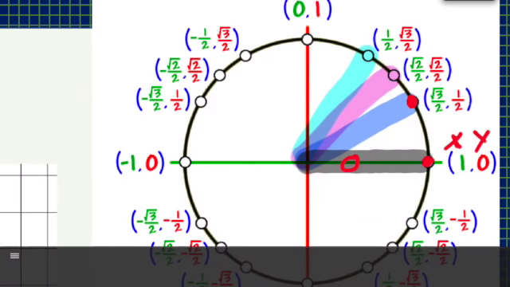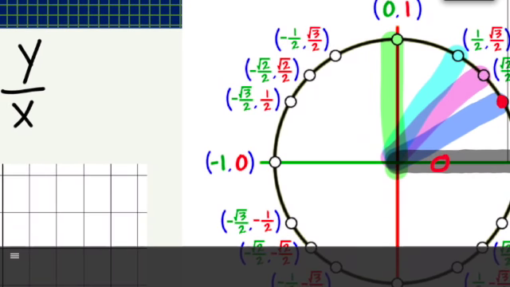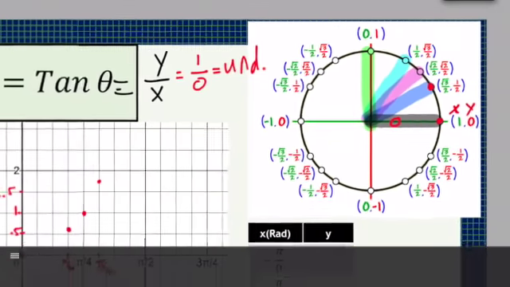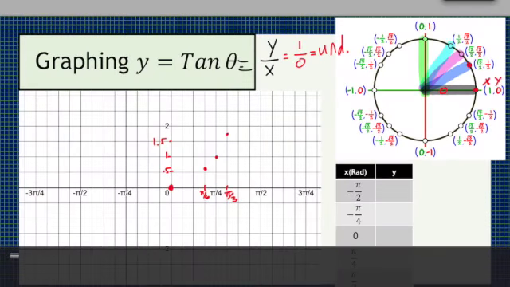Right, so pi over 2 is going to be right here. So my y value for that is going to be 1, and my x value is going to be 0. So we can never divide by 0, right? So we know this is going to be undefined, right? It's undefined. That means that we are going to get a vertical asymptote going through the x-axis.